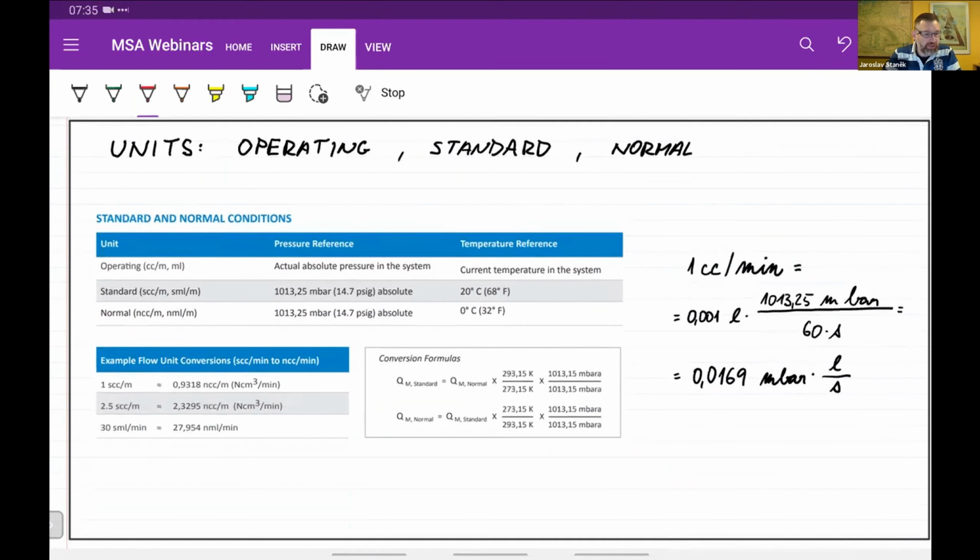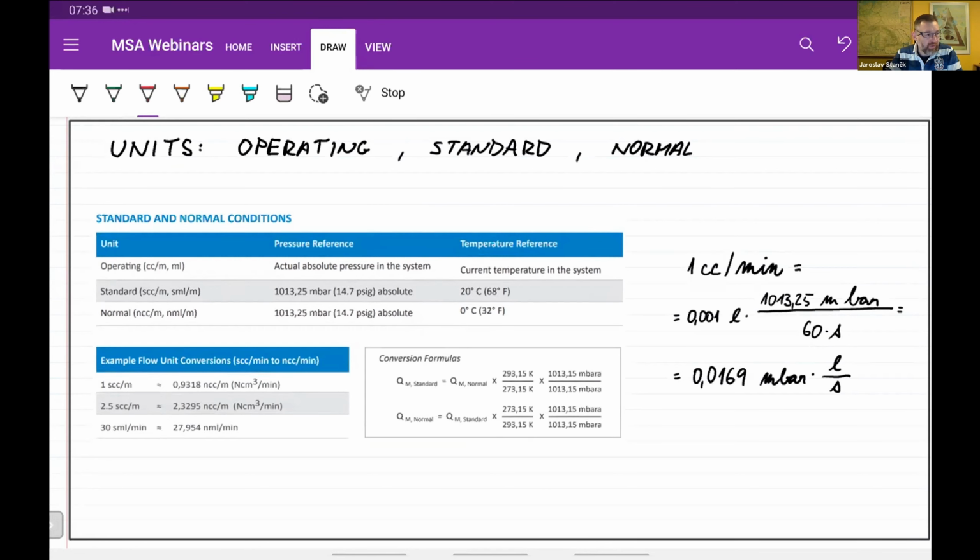Because based on the temperature, we recognize three categories of units. That's the operating units in the temperature we actually have. Then standard units, that's at 20 degrees Celsius. That's the temperature in which most of the tests are carried out. And the normal units, which is at 0 degrees Celsius. That's like the official normal.